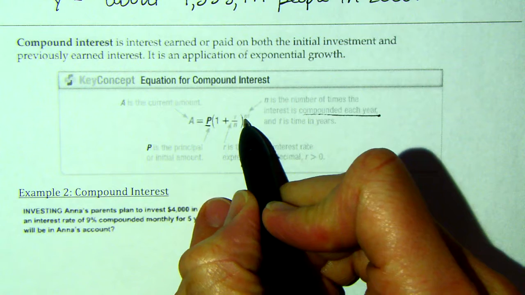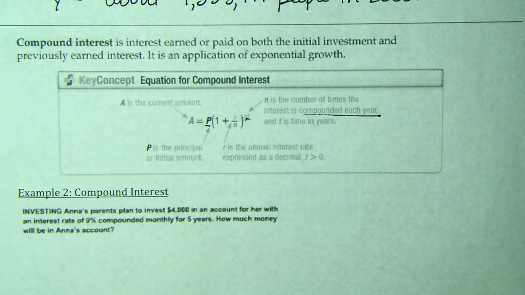And then we raise that to an exponent, and the exponent is actually two variables multiplied together: the number of times you compound it, and then how many years. So while it's more complex, you'll be okay. Just follow it. So let's look at this.